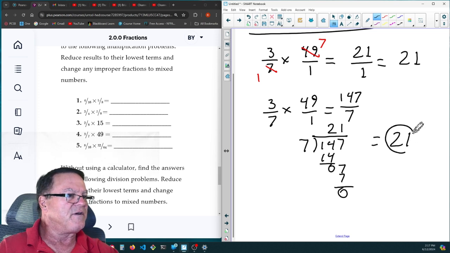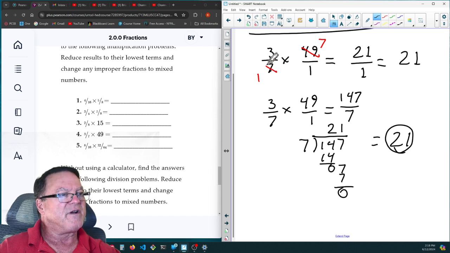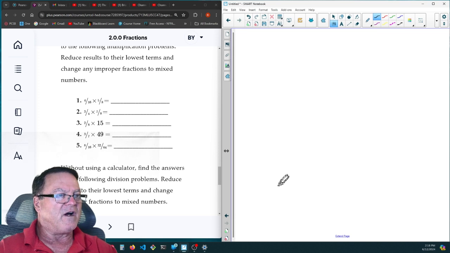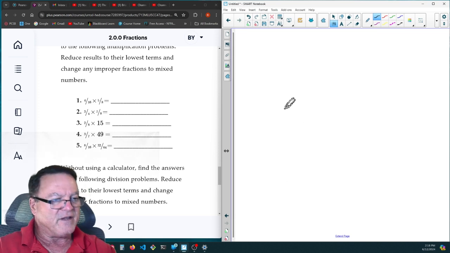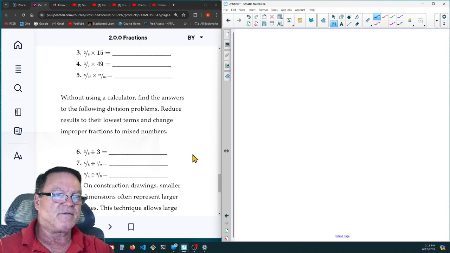Yes, very good. We did something called cross-canceling, where if you have a multiplication problem, you can take the denominator of one fraction and the numerator of another fraction. And if they are divisible by each other, you can reduce them both. And it's a quick way of finding the lowest form of an answer.